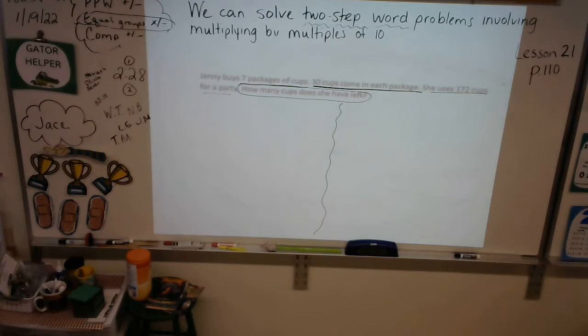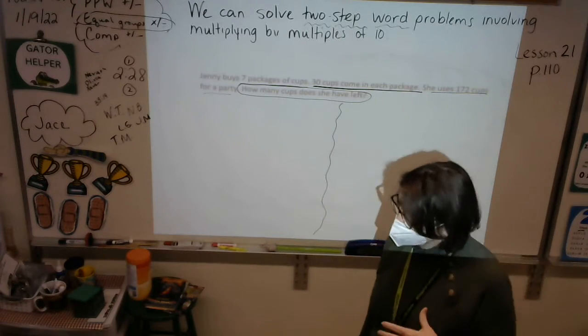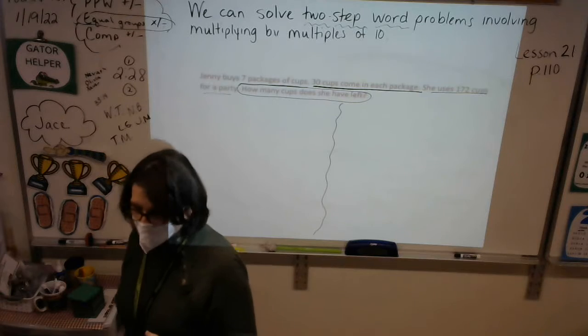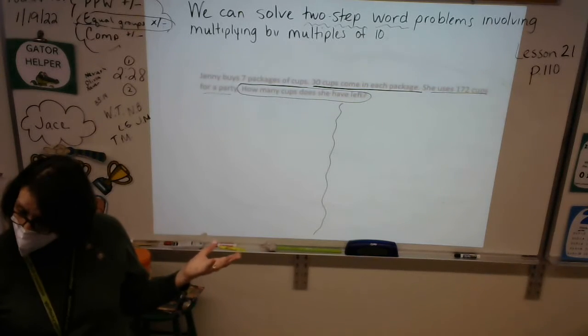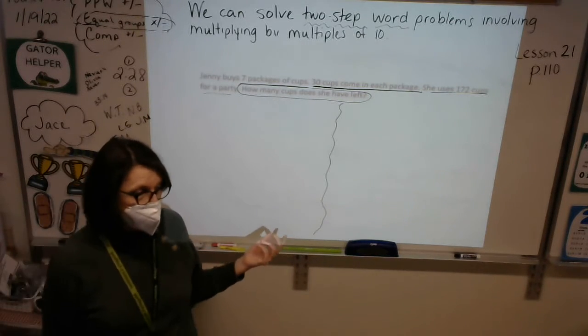So I saw a number bond. I saw a tape diagram. I saw equal groups. I saw a lot of different things. Okay.